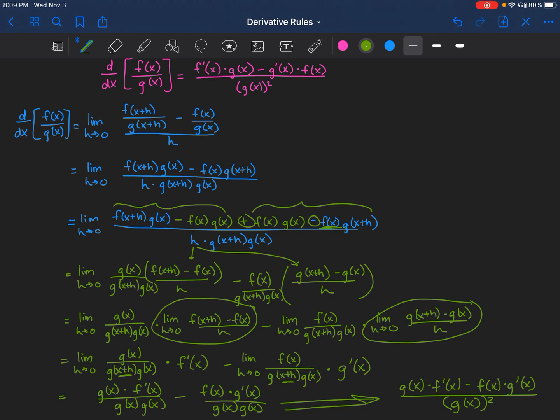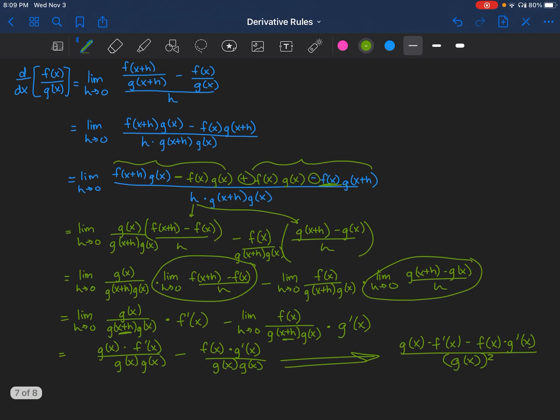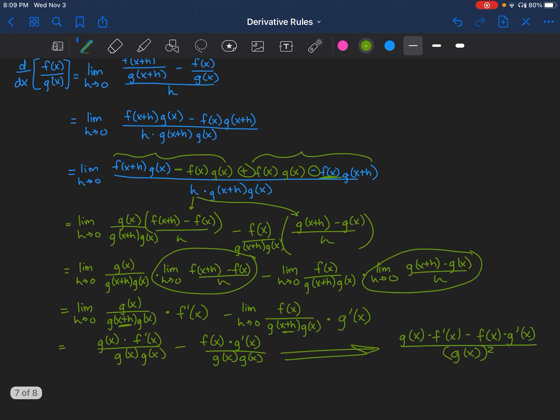So hopefully that does help you better understand that these rules don't just come out of nowhere, that we didn't just make them up for no reason, that they are actually grounded in reality in this limit definition. Hopefully this helps.